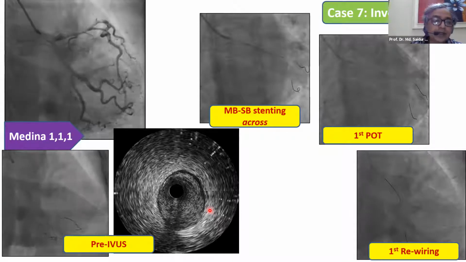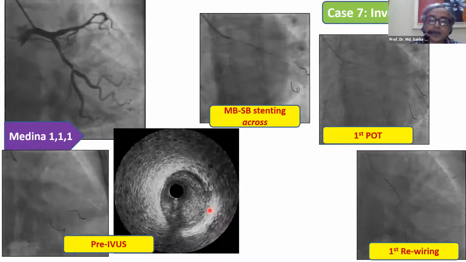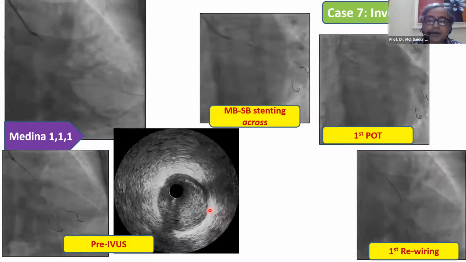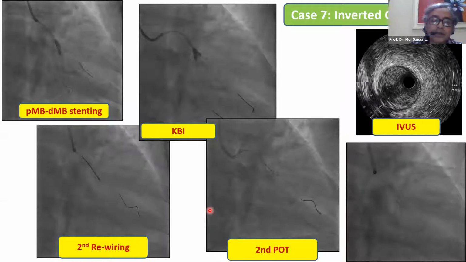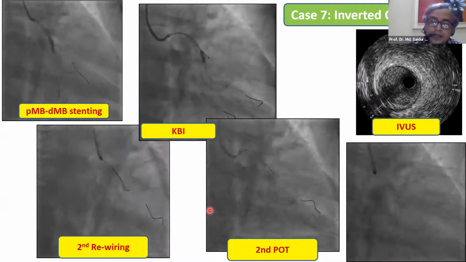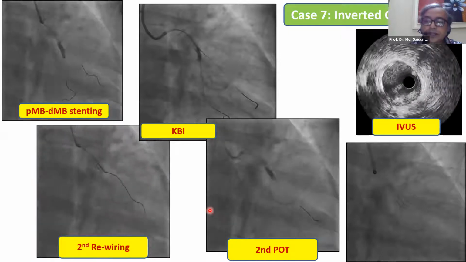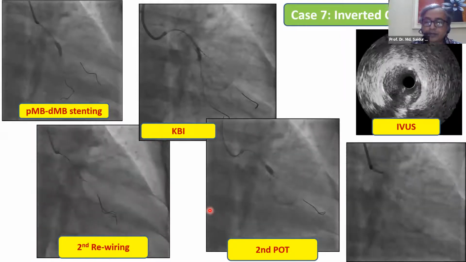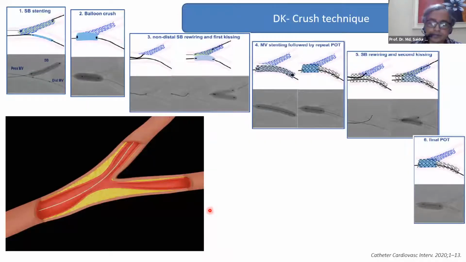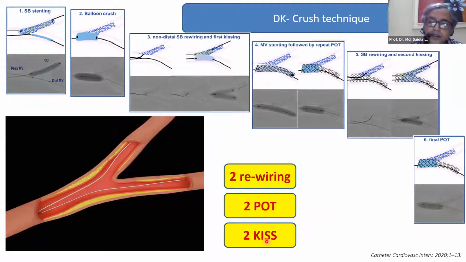And this was the Medina 111. Here the culotte technique, I'm not going into the details because it will be covered by Dr. Habib, but I was guided, and that made me much more comfortable that everything was done beautifully. Even the post IVUS was beautiful. The video is there. Here you can see the 2 rewiring. You need 2 POT and 2 kiss, 2 rewiring, and that's why culotte is a bit difficult and needs expertise.